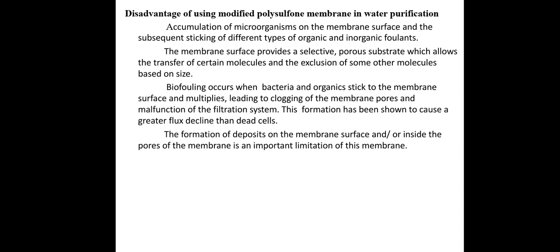Disadvantages of using modified polysulfone membrane in water purification. Accumulation of microorganisms on the membrane surface and the subsequent sticking of different types of organic and inorganic effluents. The membrane surface provides a selective porous substrate which allows the transfer of certain molecules and the exclusion of some other molecules based on size.